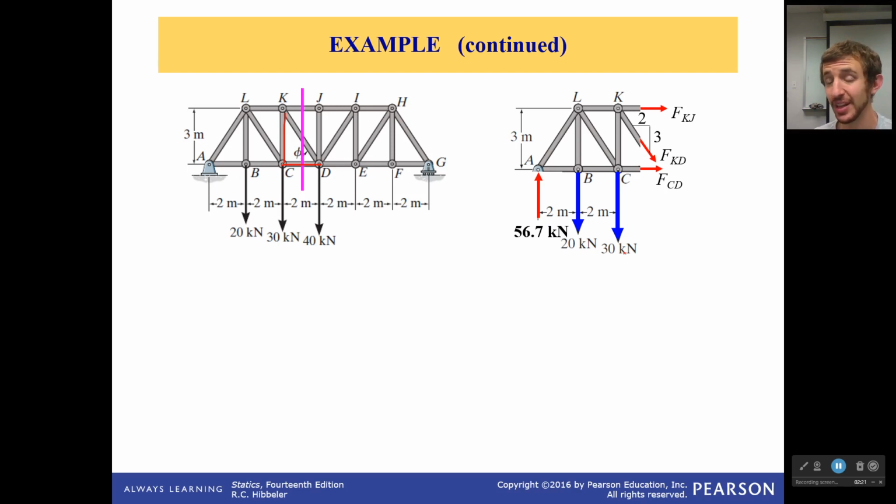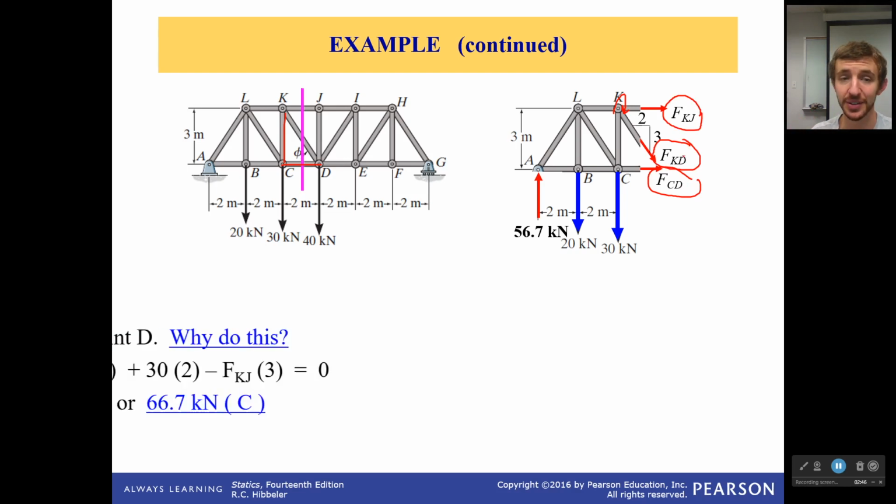Once again, it's very, very simple if you're careful. Like if I take the sum of the moments around this point right here, I can solve for force CD just by itself. Then if I do sum of the forces in the y direction, I can solve for force KD by itself. And if I do sum of the forces in the x direction, I can solve for force KJ by itself. 3 equations, 1 unknown per equation. So just really think about it. It can make things a lot easier on you.